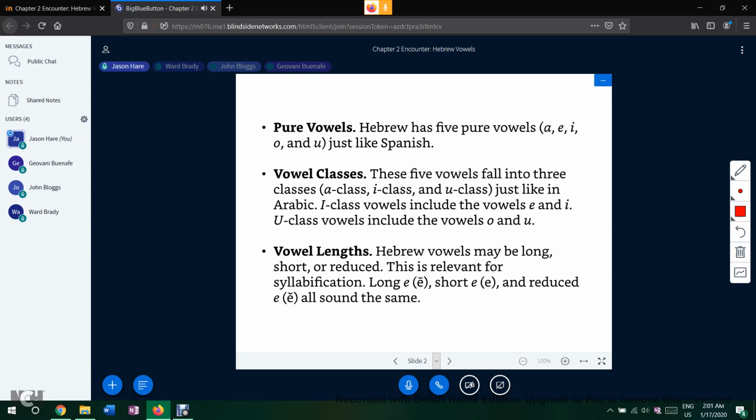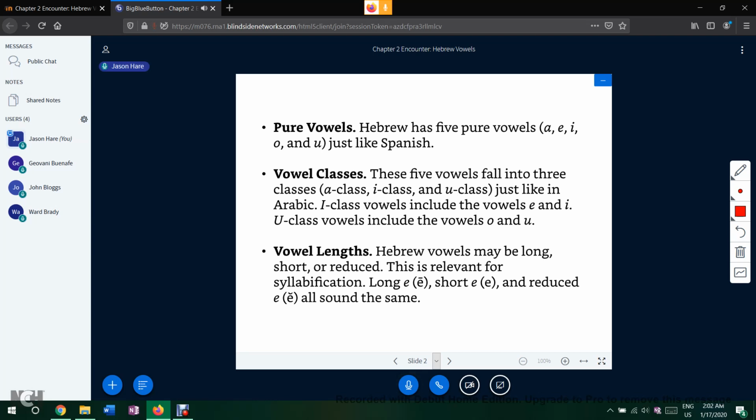So this is a basic explanation. First of all, Hebrew has pure vowels. It's like Spanish: a, e, i, o, u. There are five vowels, basically five vowel sounds. The same as Spanish? Yeah, like in Spanish, but not the same sounds. So it's pure. In English, the vowel A is sometimes one sound, sometimes another. In Hebrew and in Spanish, it's always the same. It doesn't change. So the vowels are pure.